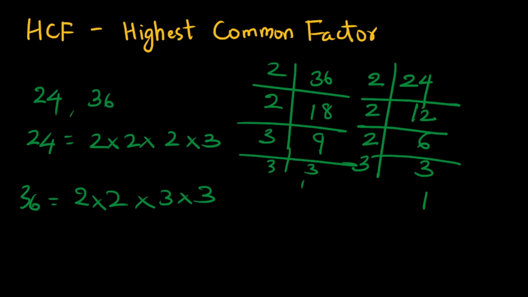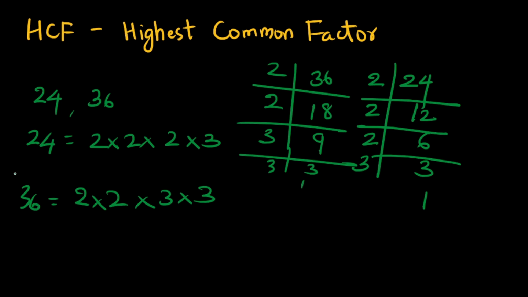Now we need to find the HCF, which is the highest common factor. So you have to check what's common in 24 and 36. What is common in 24 and 36? You have 2 into 2 into 2 into 3. You have 2 into 2 into 3 into 3. So here you have 2, here also you have 2. Here you have 3, here also you have 3. So basically 2 and 3 are common.